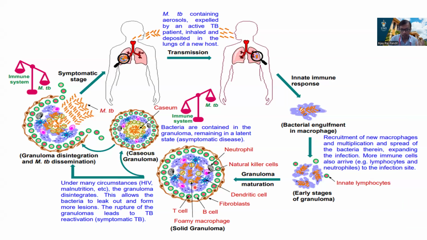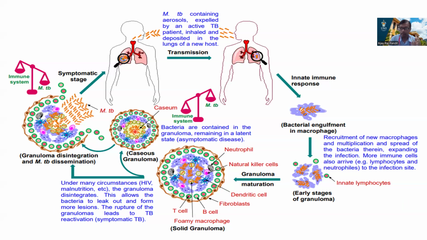After the maturation of the granuloma, the foamy macrophage will necrotize. After the necrosis of the foamy macrophage, the bacilli are released from the foamy macrophage and remain inside the core of the caseum. So this is the caseous granuloma. We can observe here the bacilli are present in the core of the caseum.